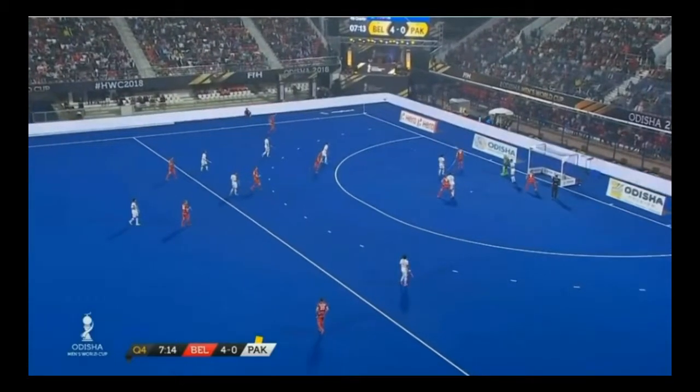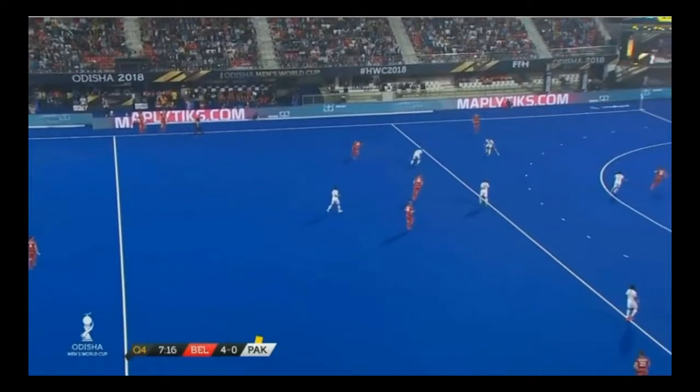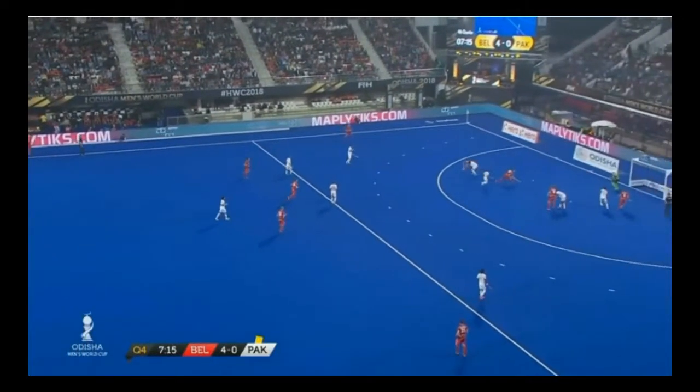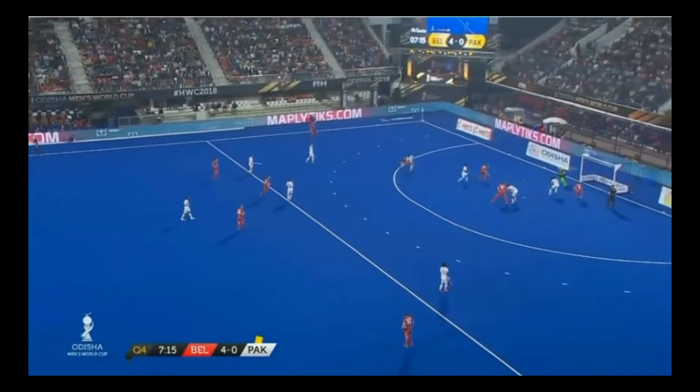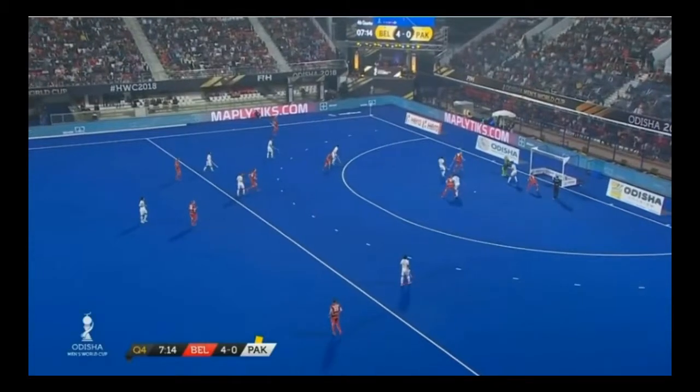The Belgian player coming in behind would only have caught that ball if it had been slowed by a contact. But that would not have been an advantage gained by the Pakistani team. There was therefore no offence and no reason whatsoever for the award of a penalty corner.